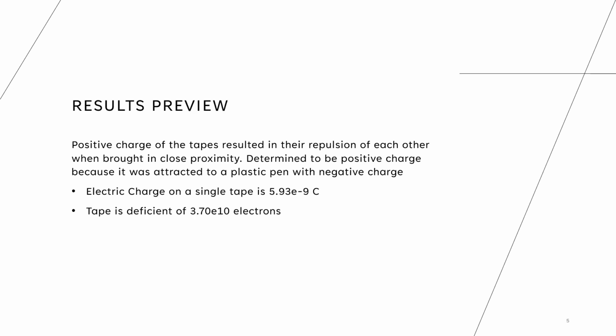Results preview. Positive charge of the tapes. The positive charge of the tapes resulted in the repulsion of each other when brought in close proximity. Determined to be positive charge because it was attracted to a plastic pen with negative charge. The electric charge on a single tape is 5.9 E-9 coulombs. The tape is deficient of 3.70 e10 electrons.